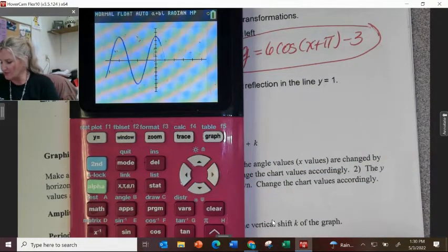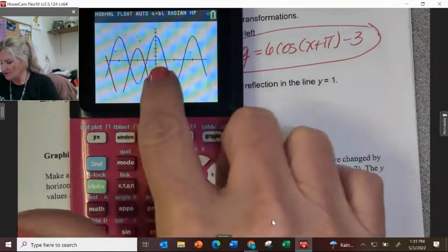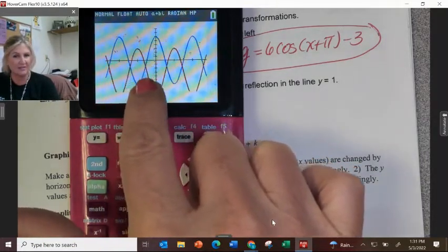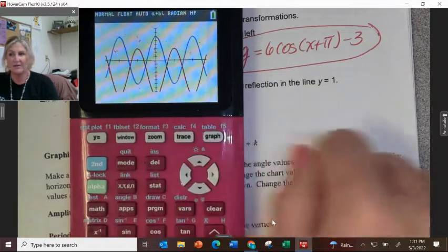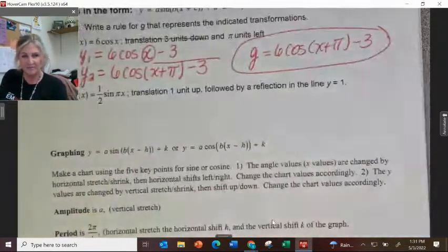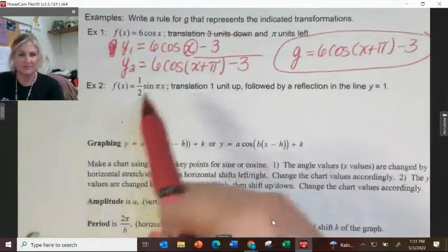So there's the first function. We wanted it to go to the left pi. You can see that it did go to the left pi units, and then we also wanted it to go down 3. And so we can see that that is correct. Any questions? All right, let's go to the next one.